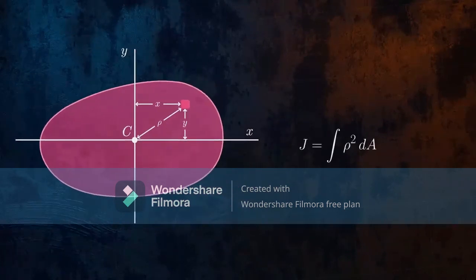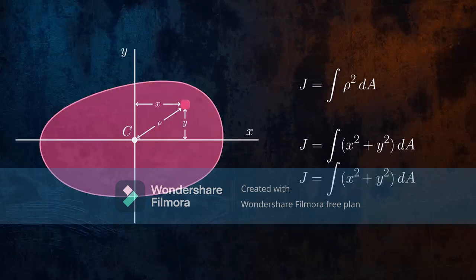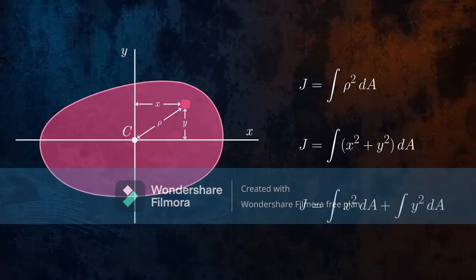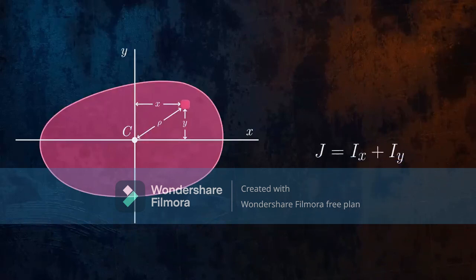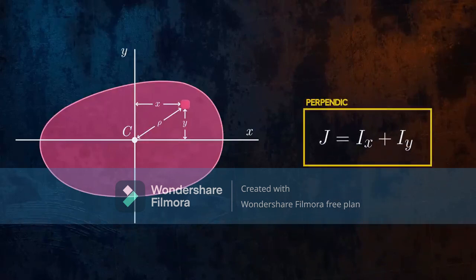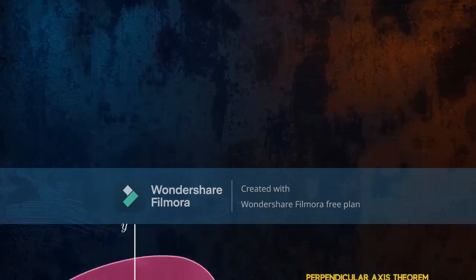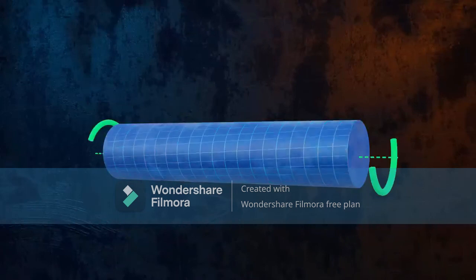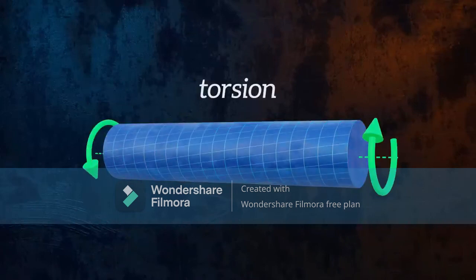Rho squared is equal to x squared plus y squared, so we can expand the equation. And by doing a little more work, we can figure out that J is equal to Ix plus Iy. This is known as the perpendicular axis theorem. The polar moment of inertia is mainly relevant for situations which involve torsion. Check out my video on torsion if you want to learn more about this.